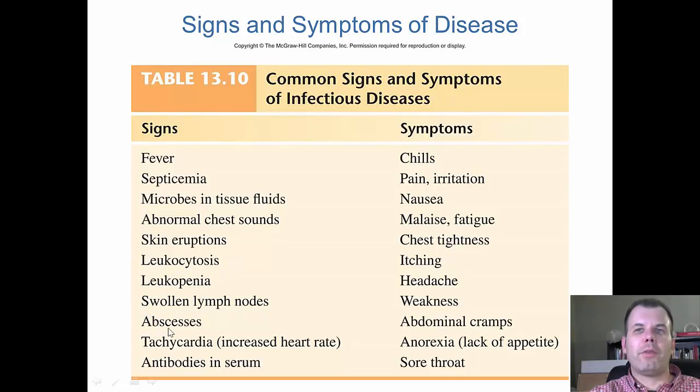lymph nodes, abscesses, tachycardia, antibodies in the serum. These are all things we can measure, using equipment that we have in the hospital. Symptoms are what you feel: chills, pain, nausea, malaise, chest tightness, itching, headache, weakness, abdominal cramps, anorexia, sore throat. These are all things we feel. You really can't measure them. They're very difficult to measure.